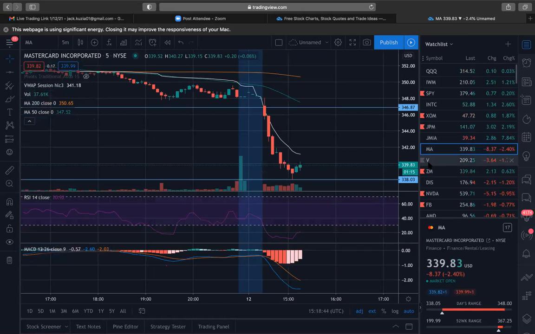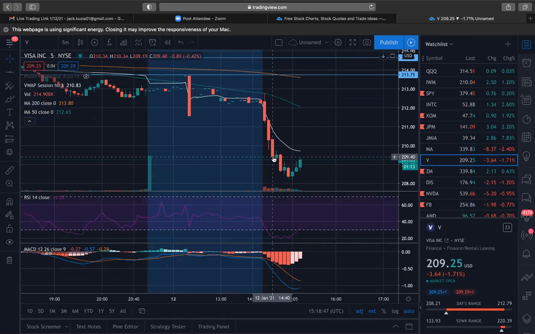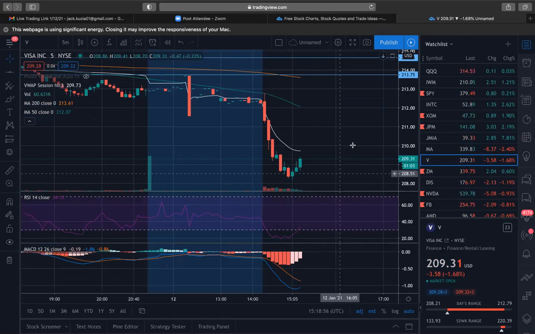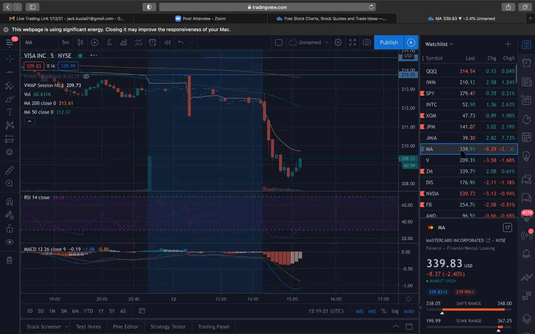Anyway, guys, MasterCard, Visa, they are setting up the VWAP strategy. Basically, what we'd be looking for is a bounce off of VWAP. We buy there, probably take profit right around here. So we'd be looking for maybe a dollar gain or a dollar move, whatever.